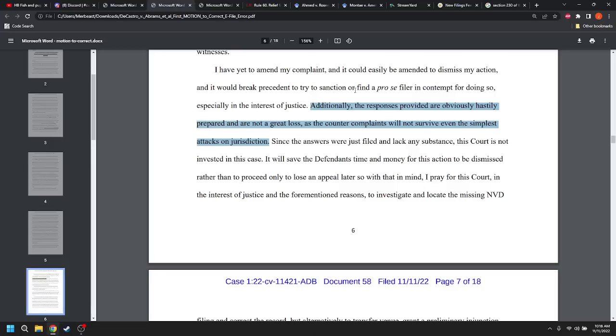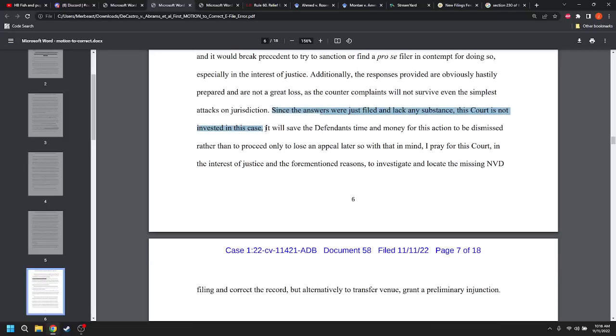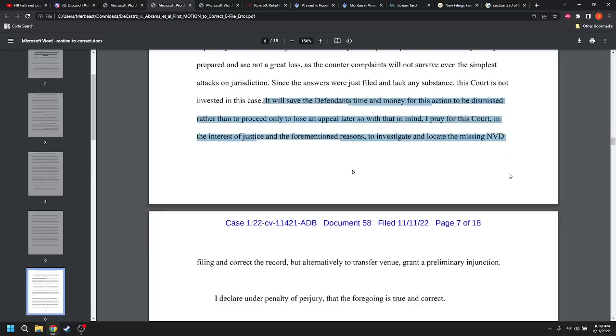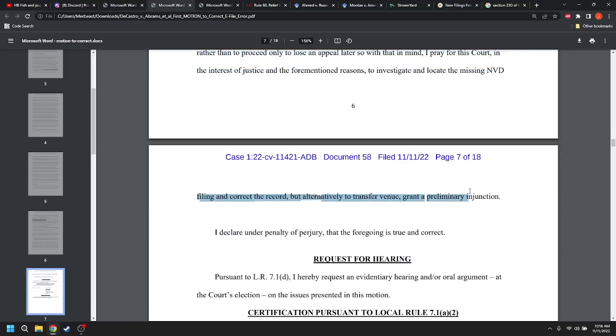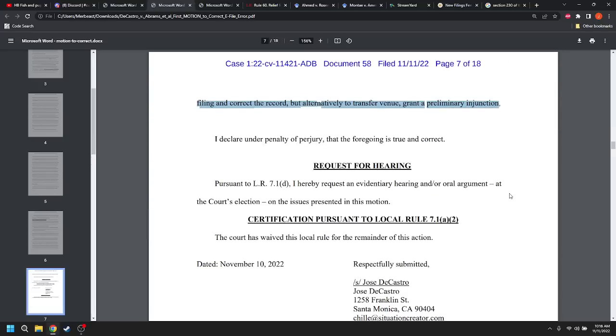Since the answers were just filed and lack any substance, that's again a conclusion. The court is not invested in this case. Again, that's a conclusion. That's not a fact. It will save the defendants time and money for this action to be dismissed rather than proceed only to lose on appeal later. Jesus Christ. So with that in mind, I pray for the court in the interest of justice and the aforementioned reasons to investigate and locate the missing NVD filing and correct the record, but alternatively to transfer venue, grant a preliminary injunction.